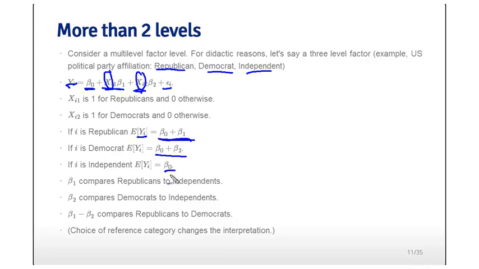So how do we interpret these coefficients that come out of the linear regression model? Well, beta 1 is then, if we were to subtract these two, the beta naught would drop out and we would get beta 1. So it's clear that beta 1 compares Republicans to independents. Beta 2 compares Democrats to independents because it's just subtracting these two. So notice what that means is none of our coefficients compares Republicans to Democrats. What compares Republicans to Democrats is a function of our coefficients, beta 1 minus beta 2.